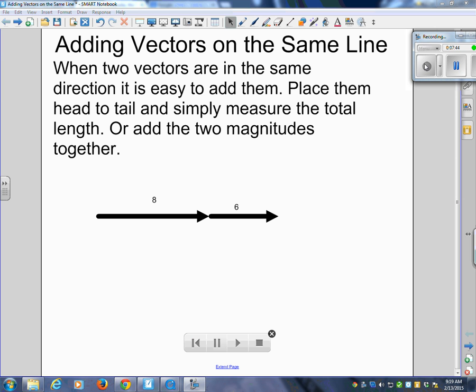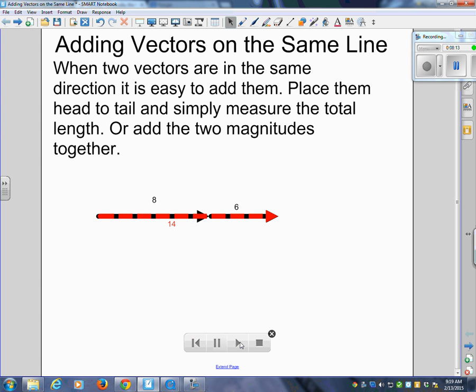So, if the vectors are on the same line, it's cause for celebration because they're easy. If two vectors are in the same direction, it's easy to add them. Place them head to tail, like I did here, right? And simply add them together. Simply measure the total length, or add the two magnitudes together. And it kind of looks like this. Right? There's the 8, there's the 6. Here comes the resultant, 14.